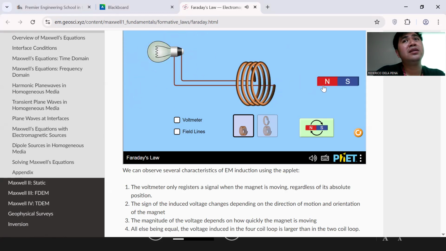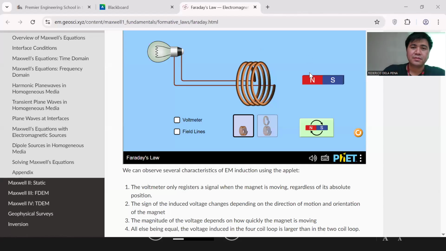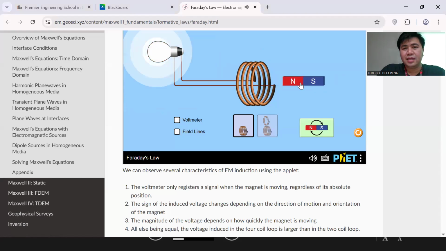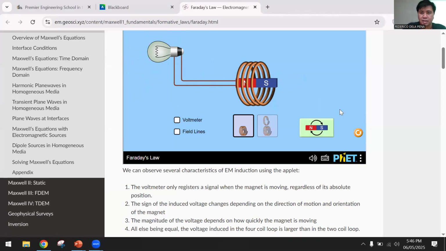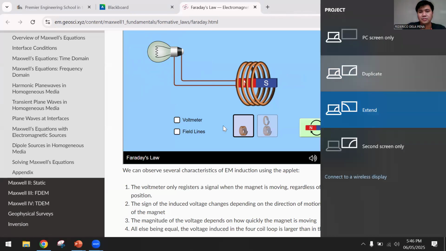Ano yun? Tingnan. Right? Ah, kaya, hmm? It's just part of the demo. Ay, hindi kita. Sorry. Ah, I see, I see. Duplicate. Ayan.